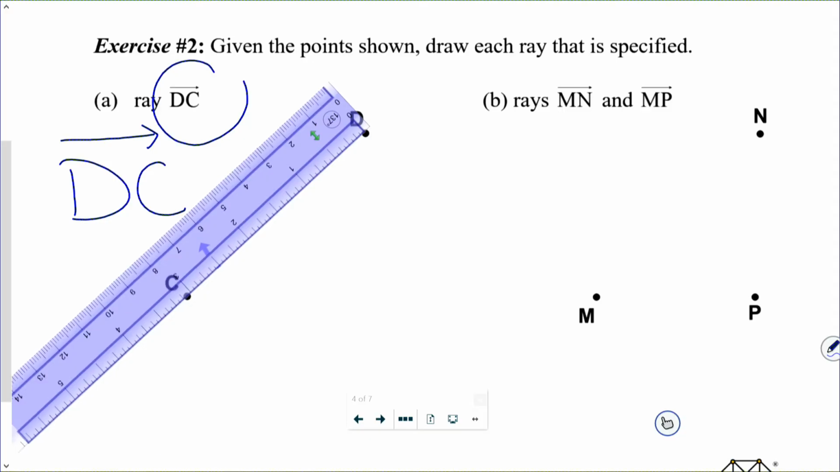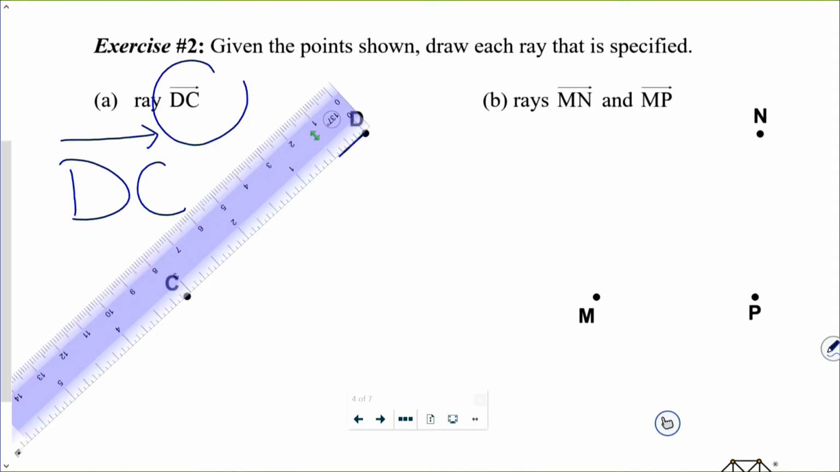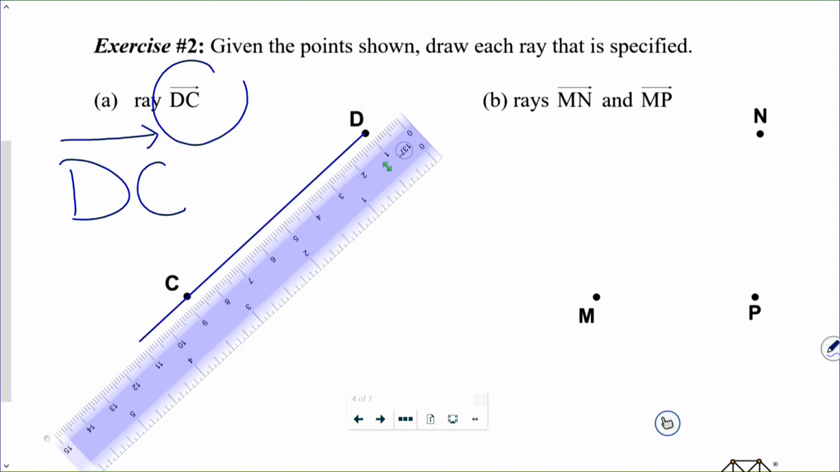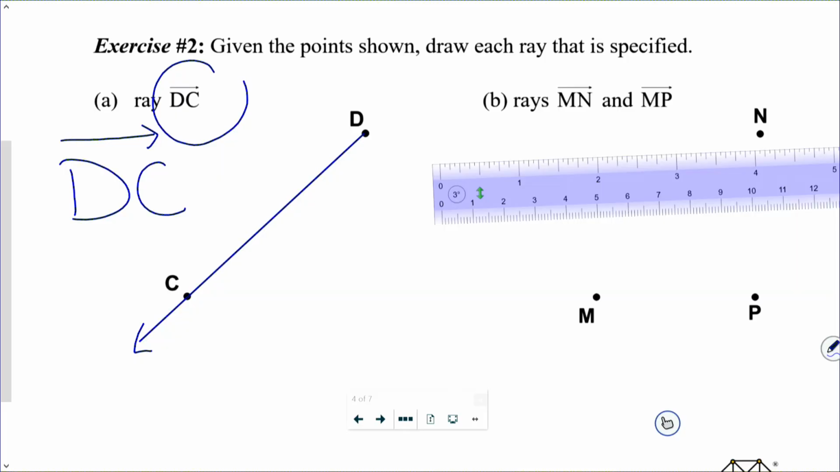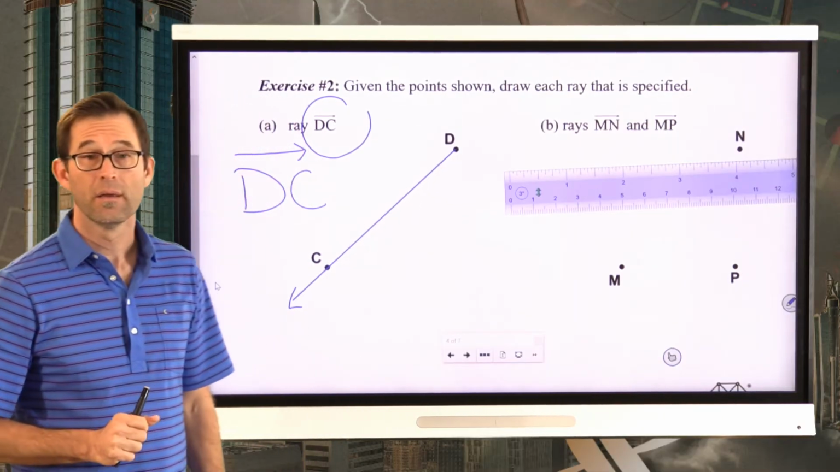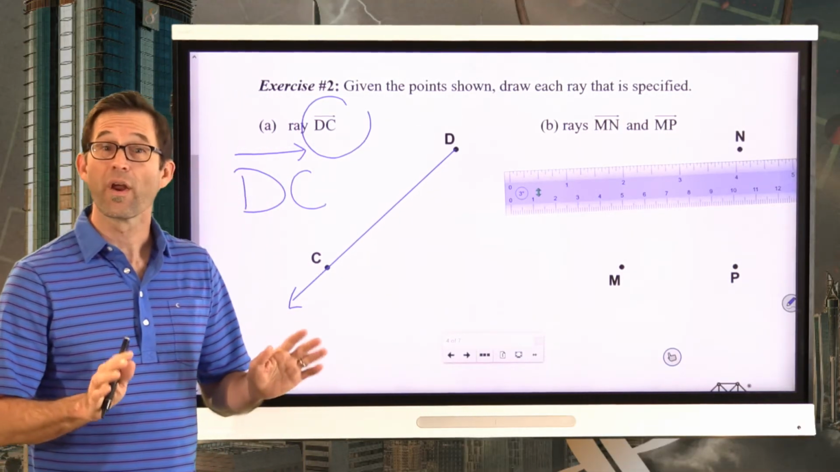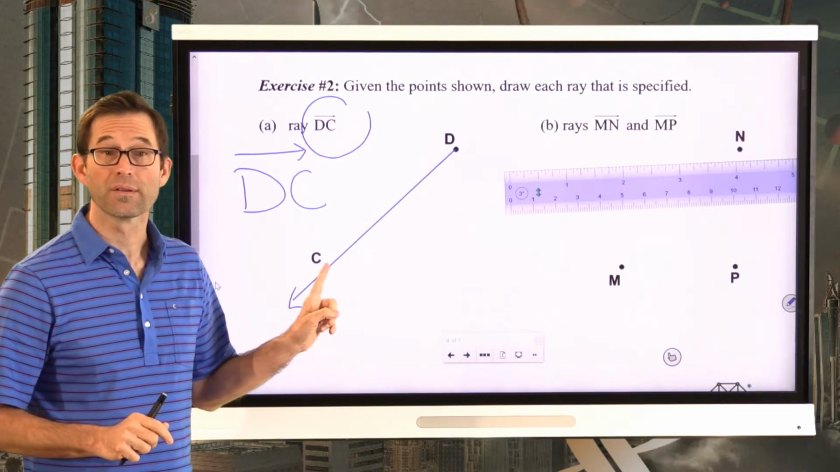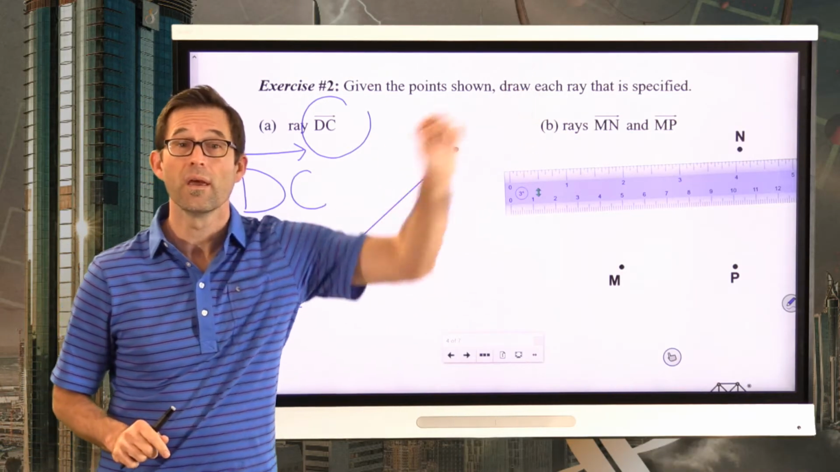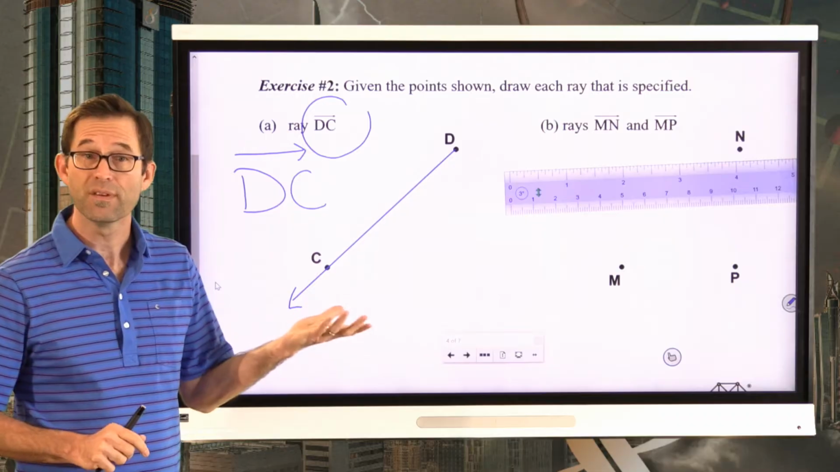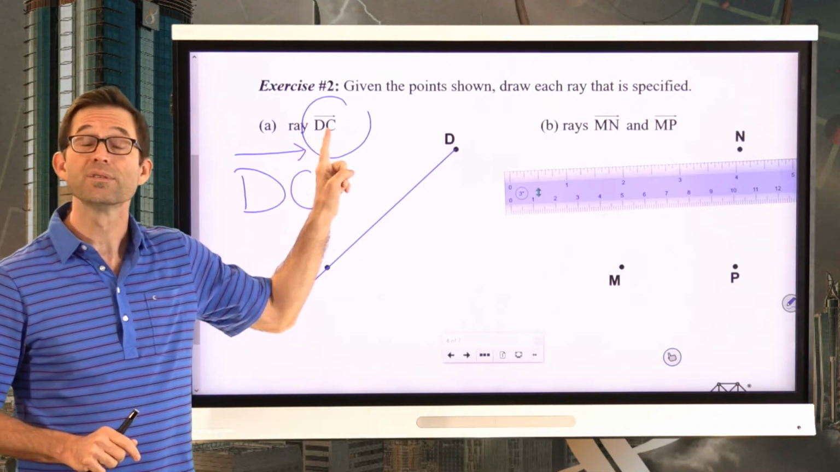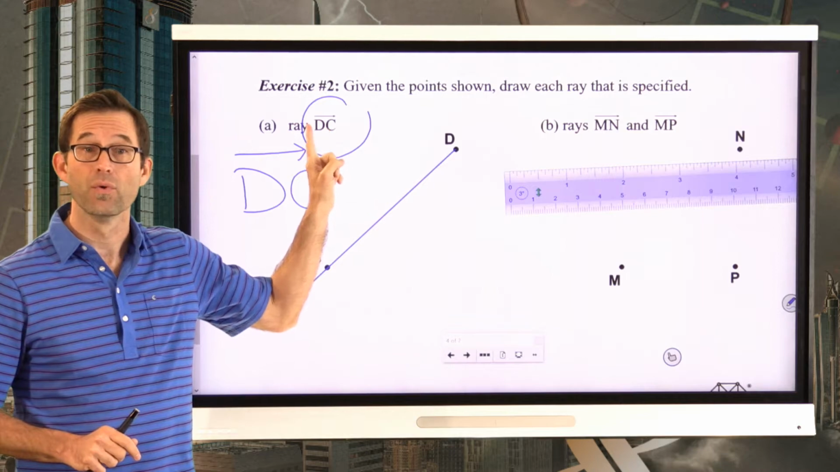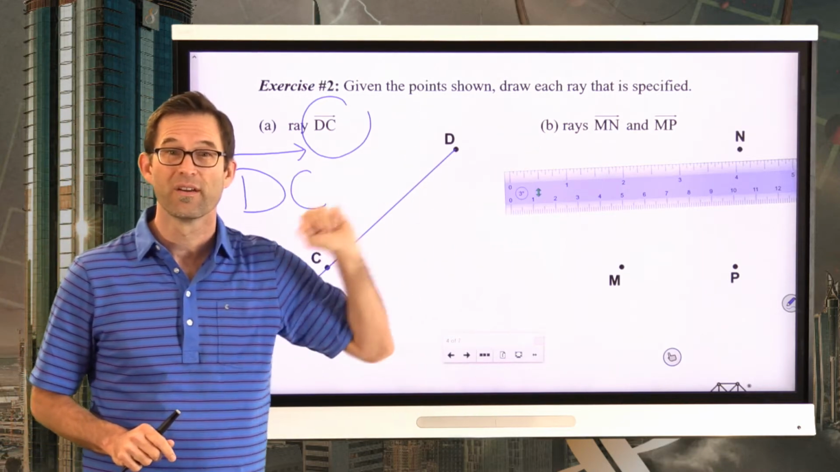It has to then pass through point C. All right. Let me bring my ruler back up. And that is ray DC. Now that's very different than ray CD. That would start at C, go through D, and extend forever in that direction. But this is ray DC. So that is always the starting point. This is another point that the ray passes through and then goes on forever.